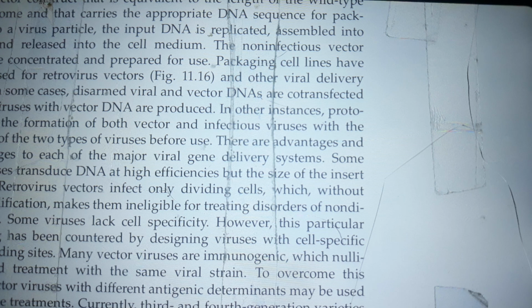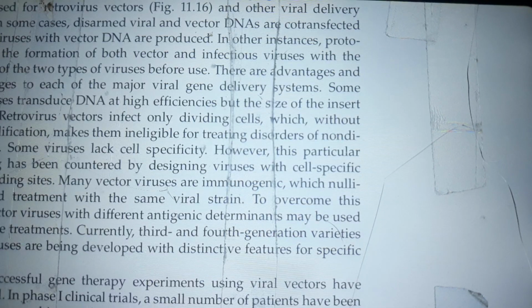Packaging cell lines have been devised for retrovirus vectors and other viral delivery systems. In some cases, disarmed viral and vector DNAs are co-transfected and only viruses with vector DNA are produced.